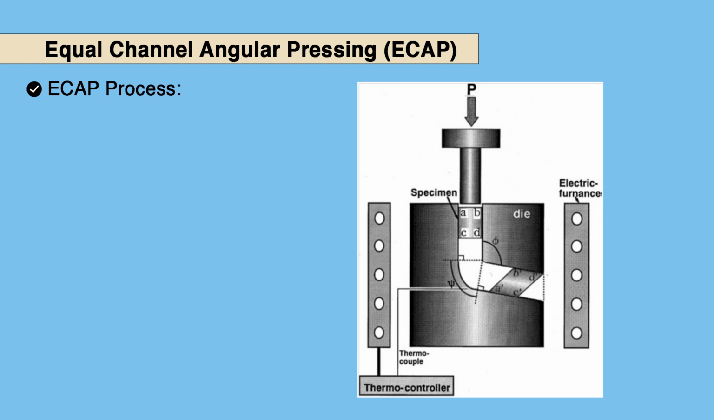Equal channel angular pressing. Equal channel angular pressing, also known as equal channel angular extrusion, is a material processing technique designed to produce nanocrystalline and ultra fine grained metals and alloys. This top down approach to nanomaterial synthesis generates nanometer sized grains by applying ultra high plastic strain to bulk or polycrystalline materials.